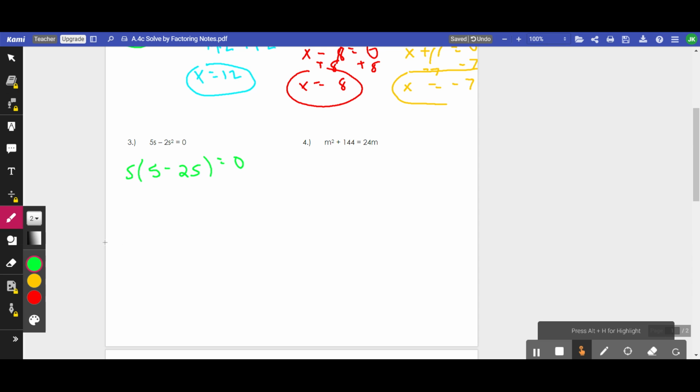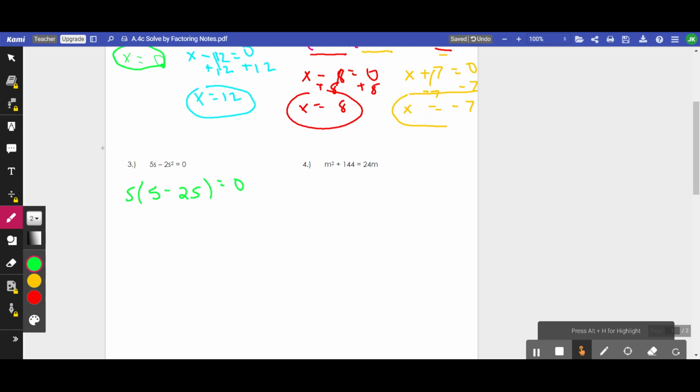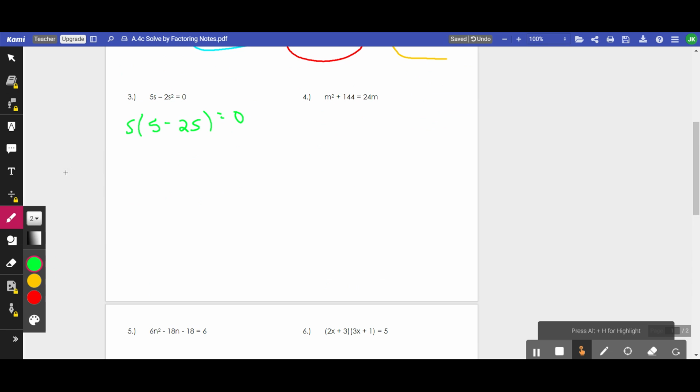And now that you've factored this, it'll be kind of like we did this first one up here. So you can set your two factors equal to 0. You can set your first factor equal to 0, which is already done for you because you'll have s equals 0 for that one. And then you can do your other one here. So for your second one, that's 5 minus 2s equals 0. And then you're just going to solve this one. s equals 0 is already solved for you. But then you're solving this two-step equation. So you'll solve for the s here.